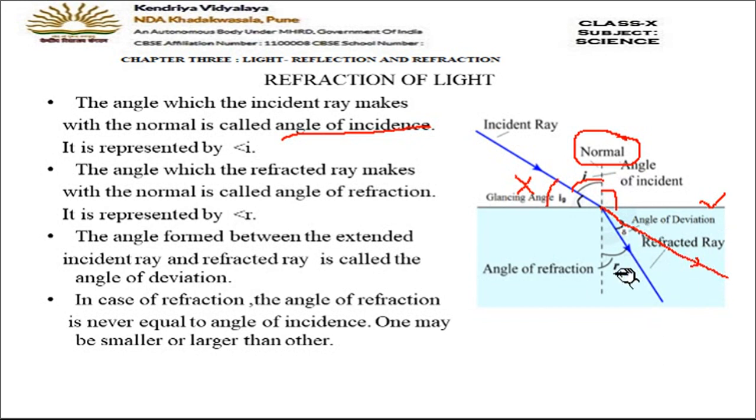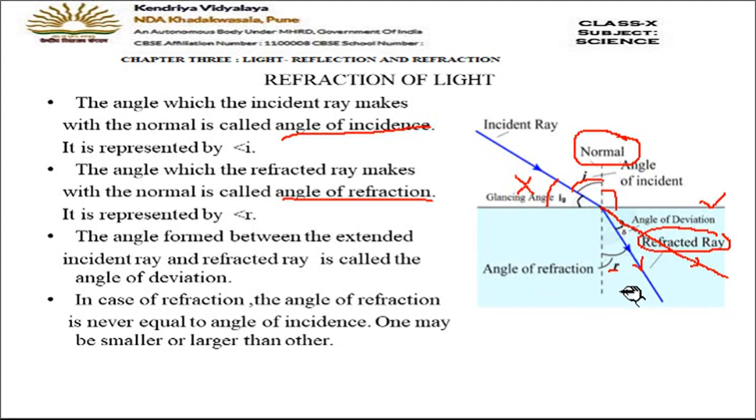And this phenomenon is known as refraction of light. You can see here that light has bent towards the normal. If it goes like this, then it will be away from the normal. But here it is bent towards the normal. And this ray, which is bent now, is known as the refracted ray. This refracted ray makes an angle with the normal, and this angle is known as the angle of refraction, which is represented by small letter r.